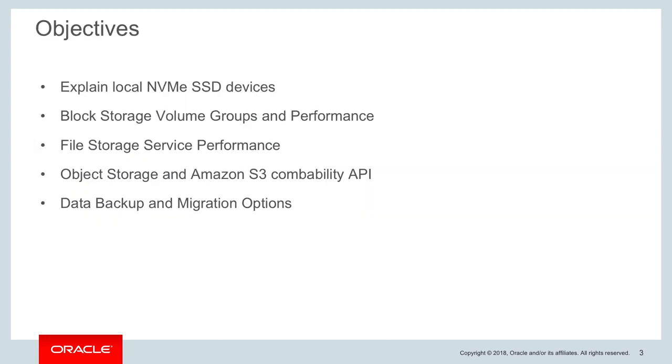All right, so in this lesson, we're going to cover all the storage aspects of Oracle Cloud Infrastructure. We're going to cover NVMe SSD devices, block storage volume groups, and performance aspects of that. File storage service performance metrics as well, object storage, and Amazon S3 compatibility APIs, along with some data backup and migration options that you can execute in Oracle Cloud Infrastructure.